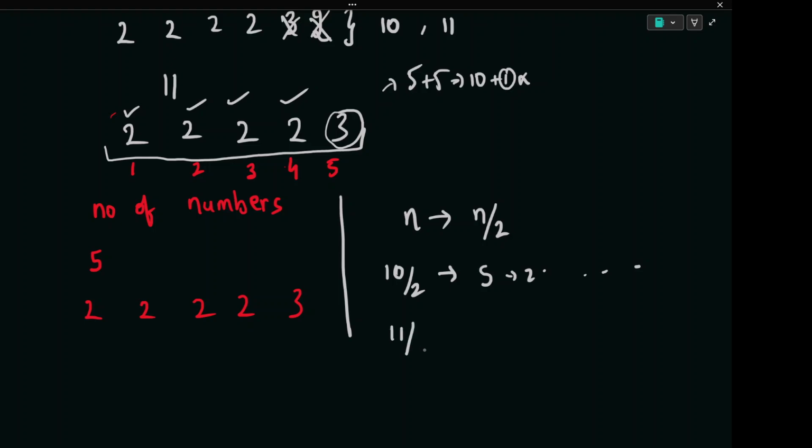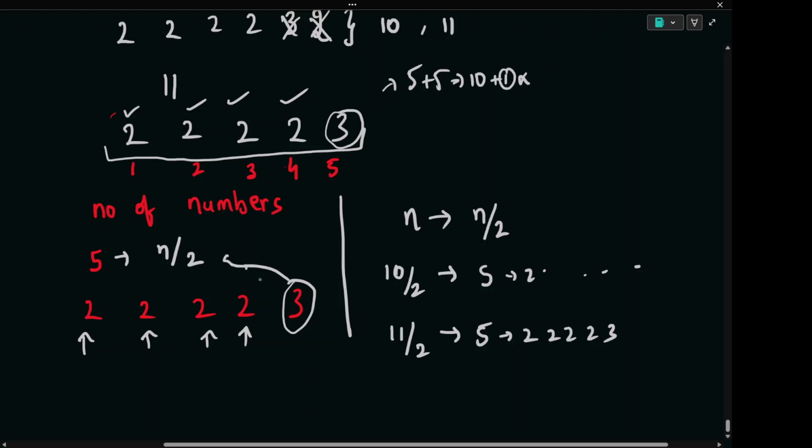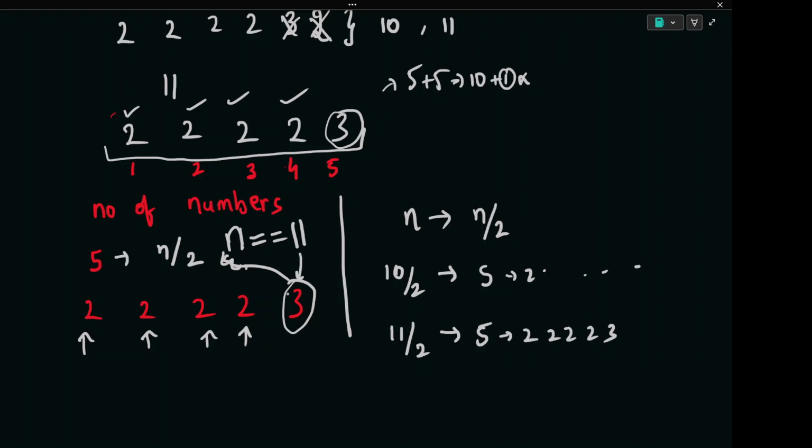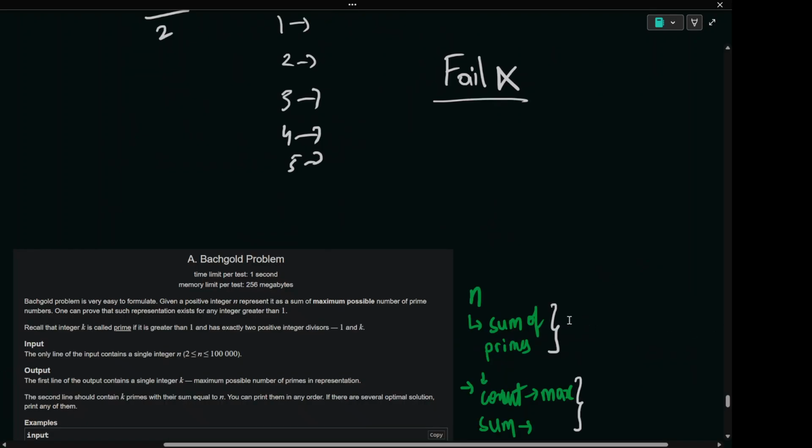Let's say 11. We saw 11. Again it's 5. This time around it is 2, 2, 2, 2, 3. So the count would be nothing but n by 2, and the numbers would be 2, 2, 2, 2, and the last number, check if the number is even. So n is even, or n in this case is 11. So we'll have a 3. The last digit will be 3. If not, it will be a 2. So that is it. If any doubts, you can ask, and then we can proceed.